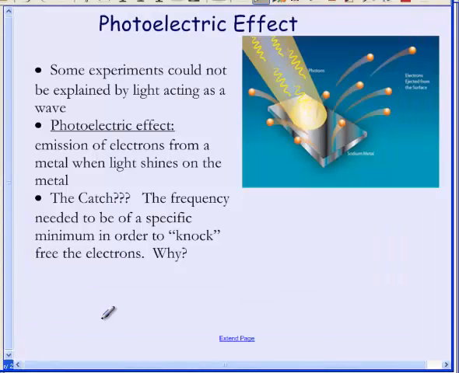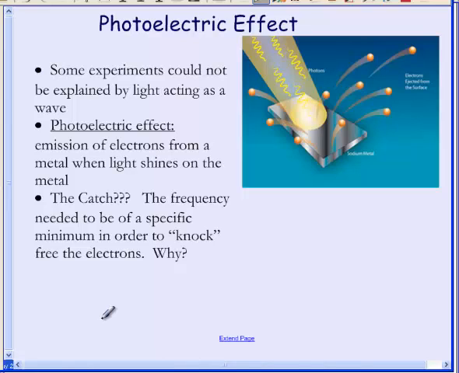The most notable of these were some experiments that led to what's called the photoelectric effect. Now, what was happening was that light was being shown onto a piece of metal, and the metal was giving off electrons. But what stumped researchers was the fact that the metals could only give off electrons if the light that was being shown on it was at certain frequencies. So this was an issue.